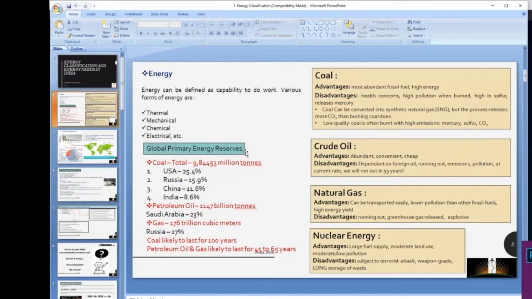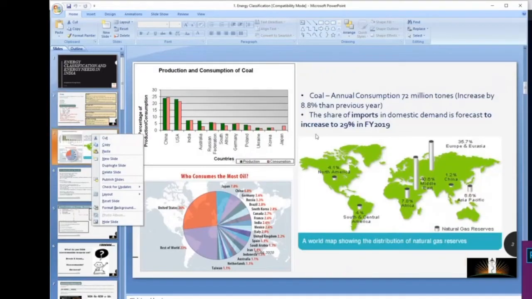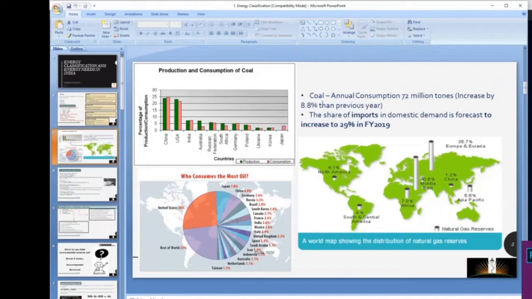So the first alternative source was nuclear energy. But first, to discuss the fossil fuels, if we see the production, the highest producer is China, followed by USA, then India. Similarly, in terms of consumption, in case of oil, we can see the United States consumed oil the most, followed by the rest of the world.